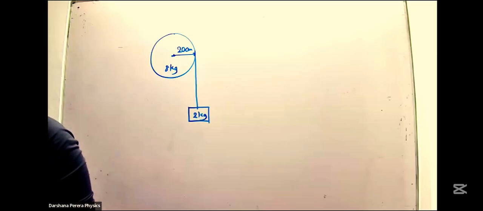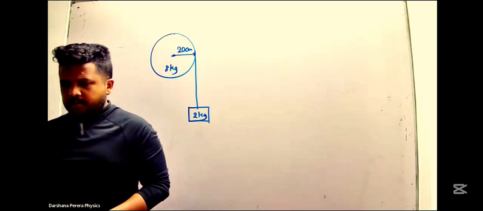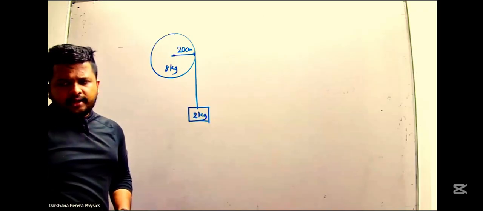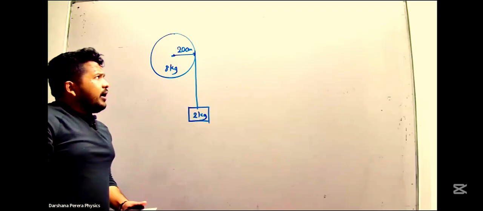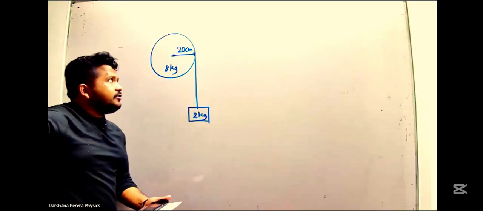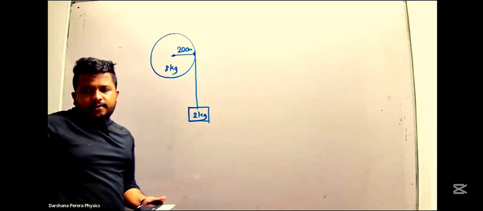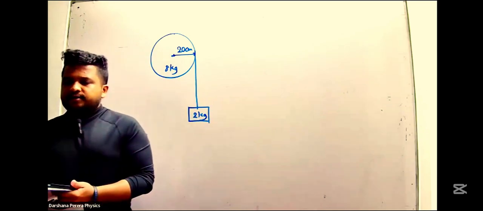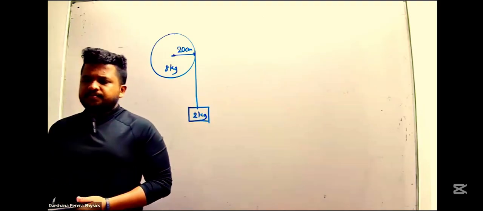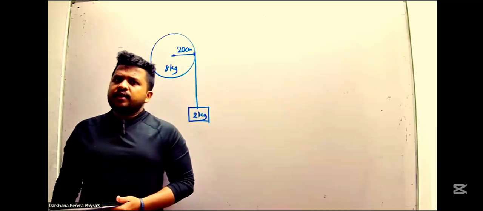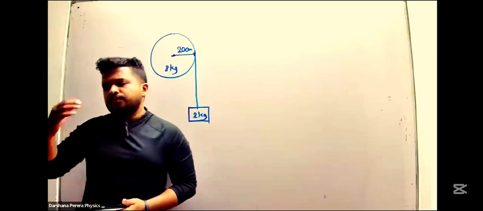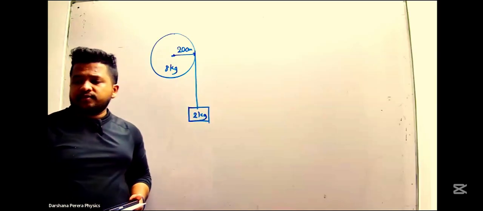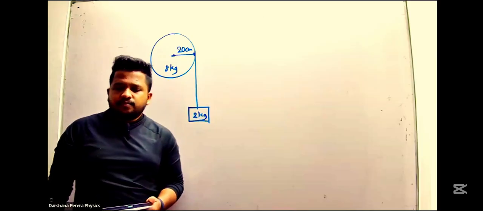Okay, write down the problem. A solid cylinder having a mass of 8 kilogram and radius 10 centimeter is arranged to rotate about a vertical axis which passes through the center.